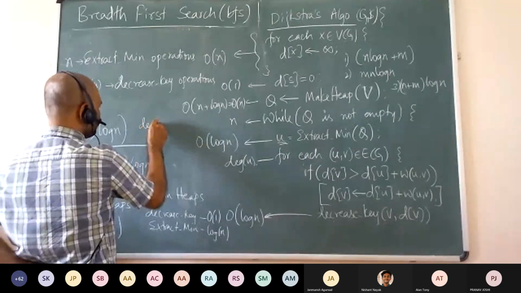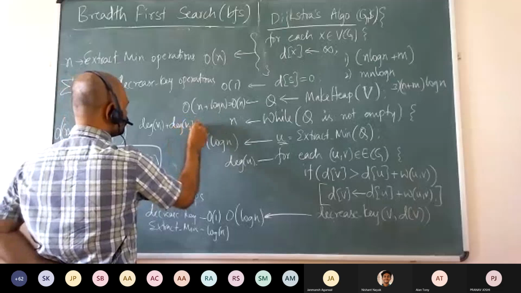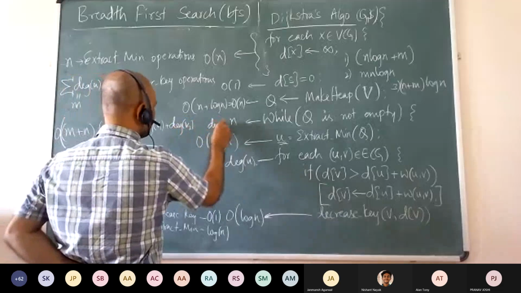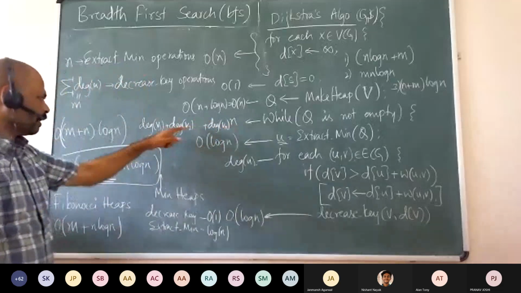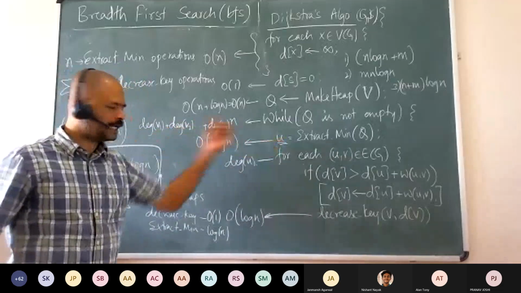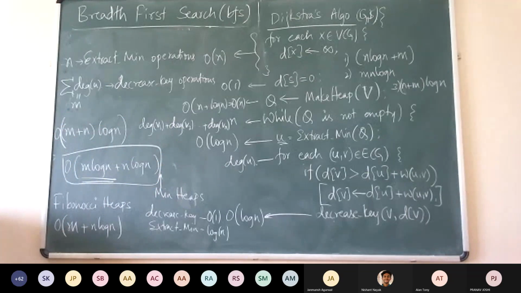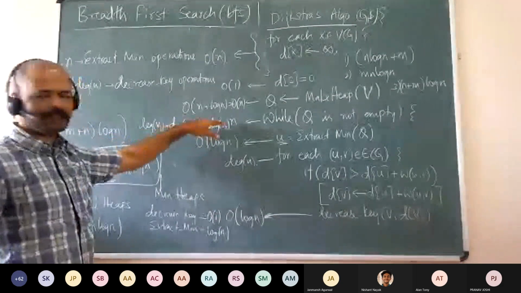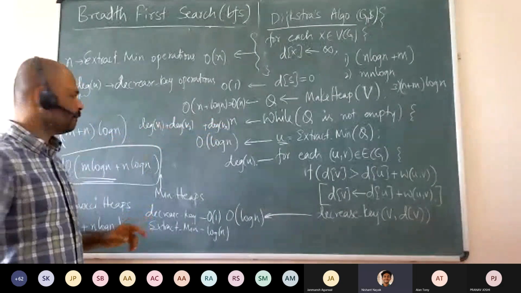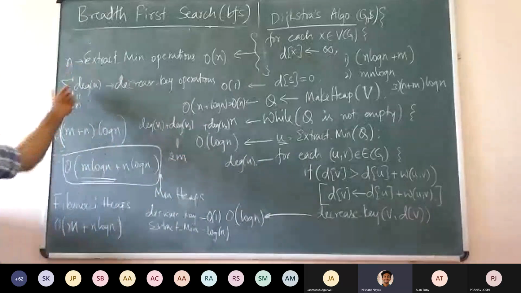Degree of v1 plus degree of v2, and so on till degree of vn, where v1 to vn are the vertices of the graph, right? Because once you extract u, you are never going to put it back again in the queue. So it will run this many times. What will this be? 2 times the number of edges, the sum of all degrees of the graph. Exactly. 2 times the number of edges. That is what we have said here.